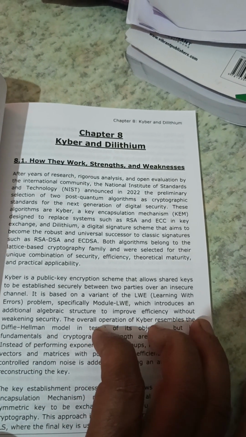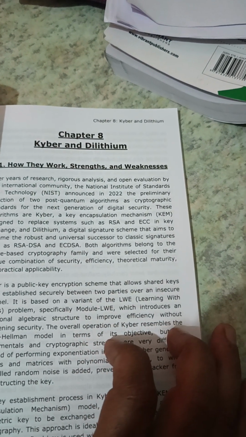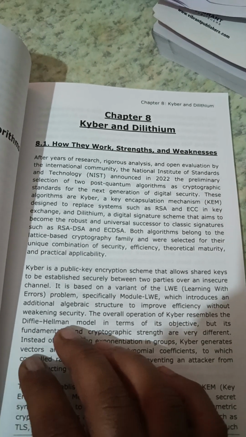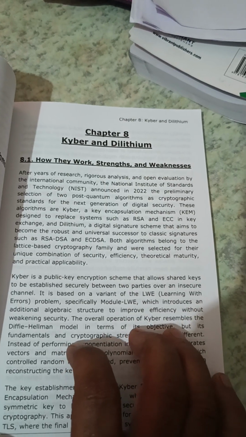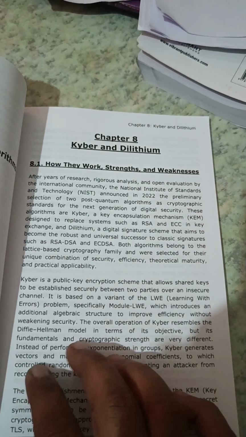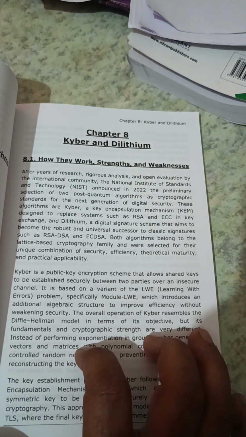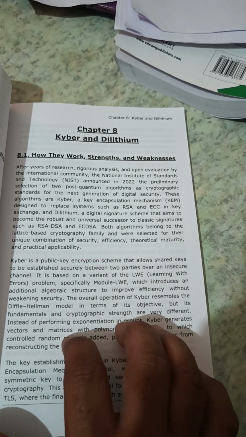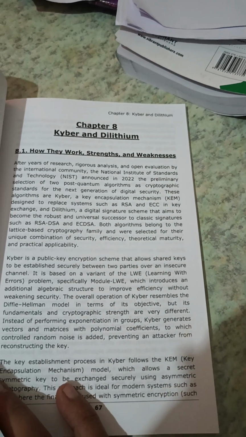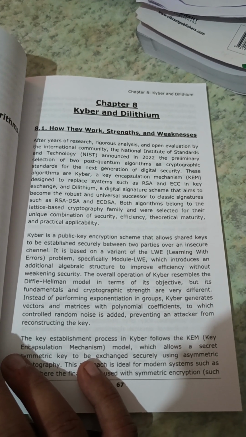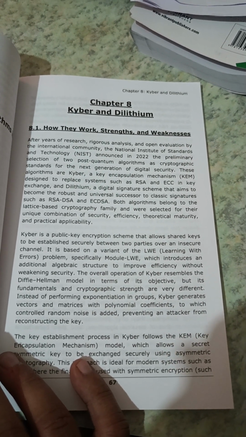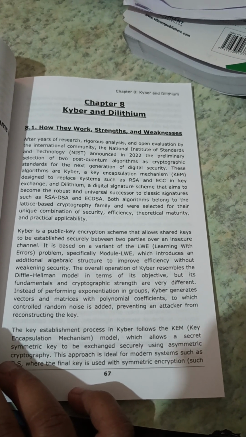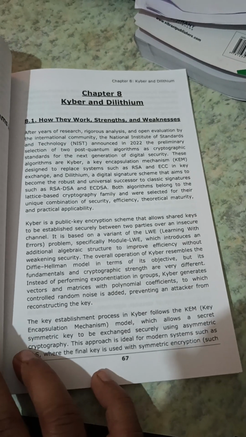The overall operation of Kyber resembles the Diffie-Hellman model in terms of its objectives, but its fundamental cryptographic strength is very different. Indeed, instead of performing exponentiation in groups, Kyber generates vectors and matrices with polynomial coefficients, to which controlled random noise is added, preventing an attacker from reconstructing the key.